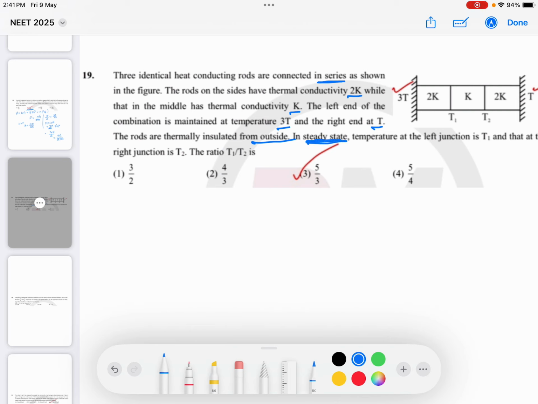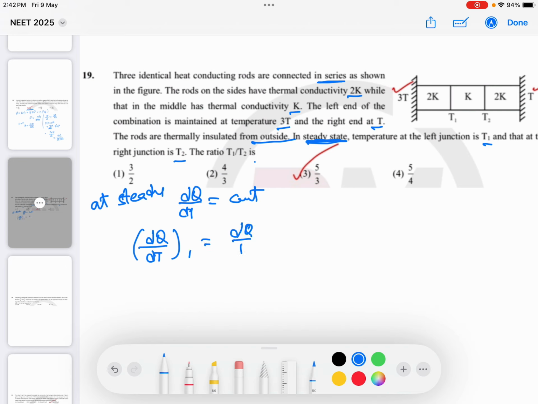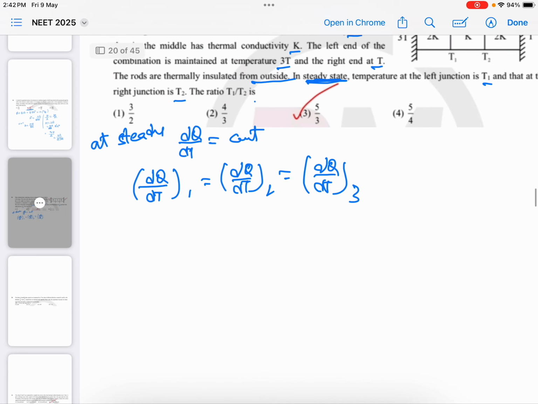Here, the most important thing given is that it is at steady state. The junction temperatures are T1 on the left side and T2 on the right side. Then the ratio of T1 divided by T2 is asked. At steady state, dq by dt is constant. The rate of flow of heat must be constant. So I am taking dq by dt in the first rod equal to dq by dt in the second rod equal to dq by dt in the third rod.